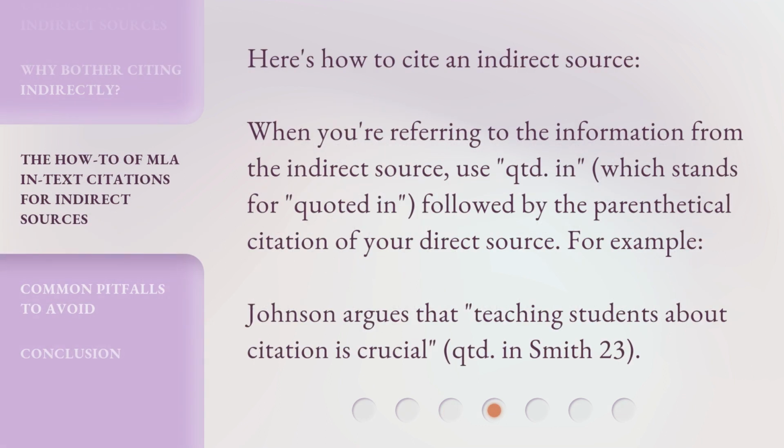Here's how to cite an indirect source. When you're referring to the information from the indirect source, use QTD. In, which stands for quoted in, followed by the parenthetical citation of your direct source. For example, Johnson argues that teaching students about citation is crucial. QTD. In Smith 23.